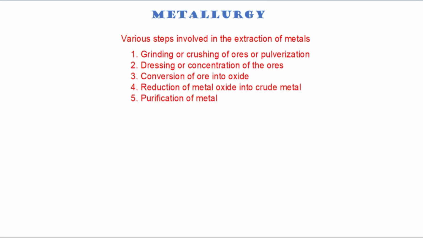So first step is grinding or crushing of ores. This is known as pulverization. Normally ores are found with many impurities with large size, and these ores are first broken into smaller particles by grinding, and this process is called crushing of ores or pulverization.